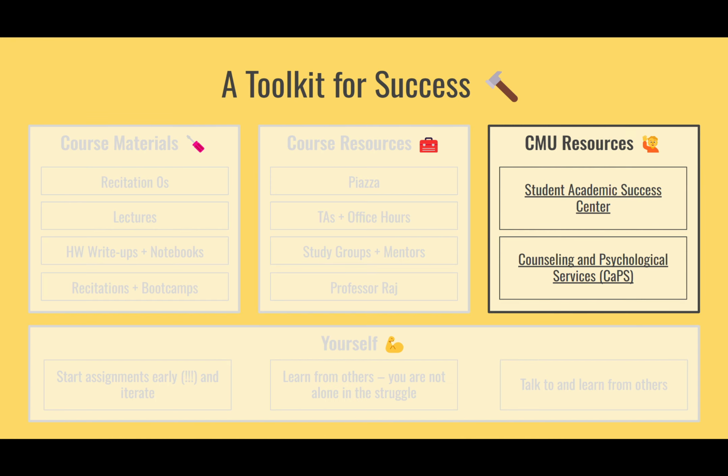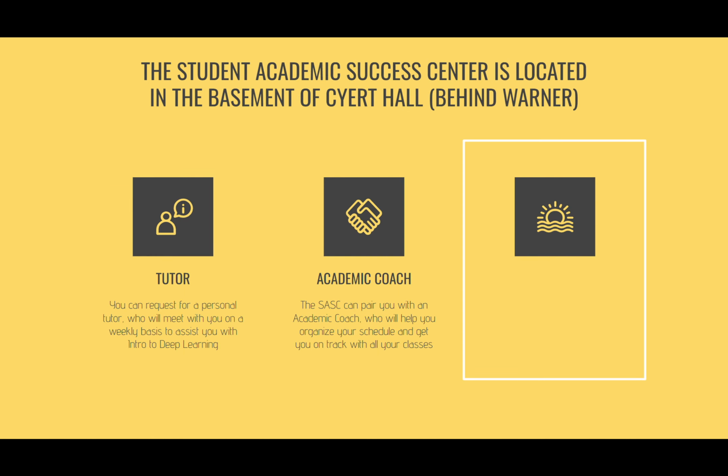All right, moving on to non-course specific resources, but ones that are offered by CMU. We just want to emphasize two big ones, which are the Student Academic Success Center and CAPS, the Counseling and Psychological Services. With the Academic Success Center, you can have access to either a tutor or an academic coach. A tutor is someone who can meet with you on a weekly basis to assist with the course material, whereas an academic coach is someone who can help you if you maybe procrastinate or need help organizing your schedule to keep on track with all your courses.